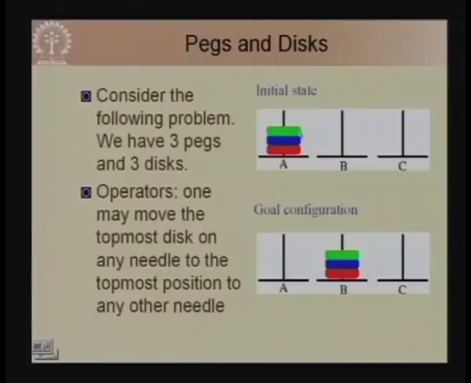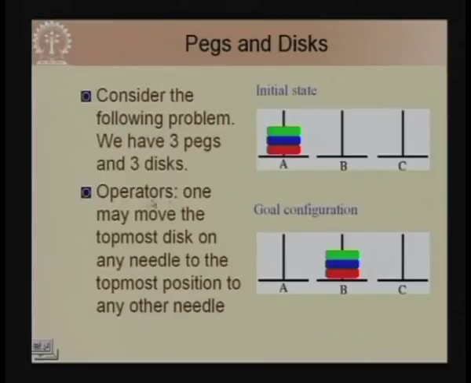Now, let us look at another problem. This is a pegs and discs problem, which is a variation of the blocks problem or the Towers of Hanoi problem. In this particular problem, we have 3 pegs and we have 3 discs: red, blue and green. This picture shows the initial configuration of the problem. We have red, blue and green on peg A.